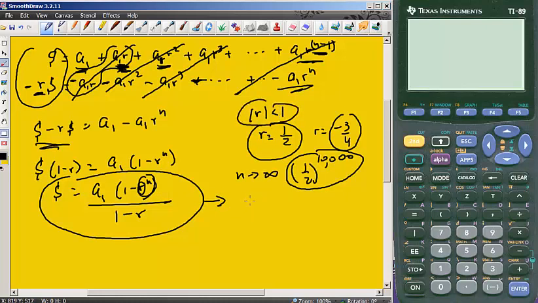So this formula here now, as long as the absolute value of r is less than 1, this formula now becomes s to the infinity. You can actually add infinite number of terms, is equal to a sub 1 all that over 1 minus r. And this is an infinite geometric series formula. Okay, those are all the formulas we need to know.